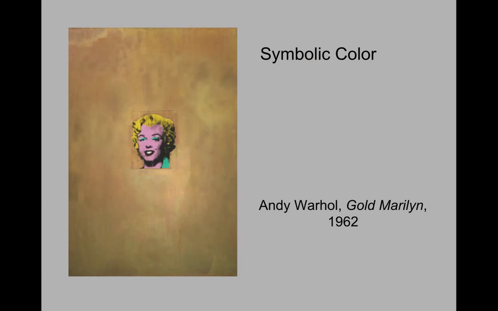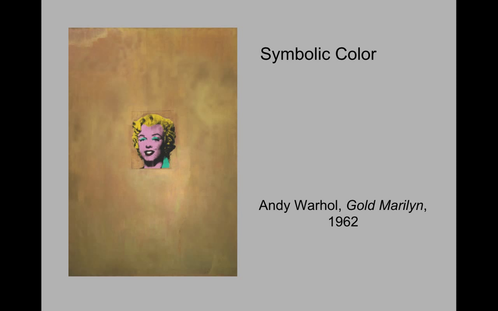And then, of course, symbolic color. So in this case, when Andy Warhol puts this gold background behind this image of Marilyn Monroe in the year after she died, he's definitely thinking about her as this iconic symbol, that she was famous and wealthy and elevated, which is, of course, gold is associated with status, right, and rarity and special qualities.